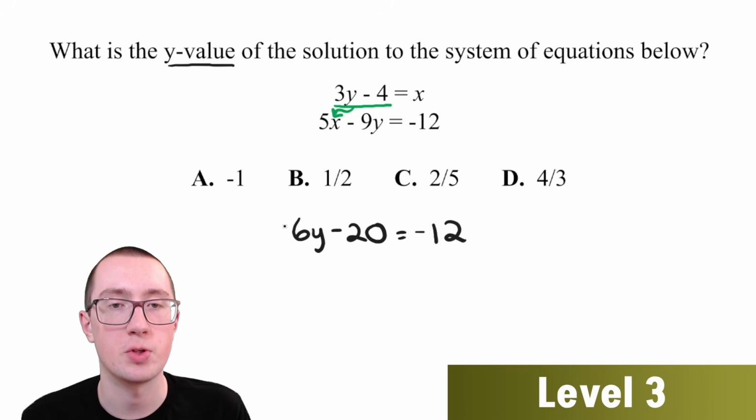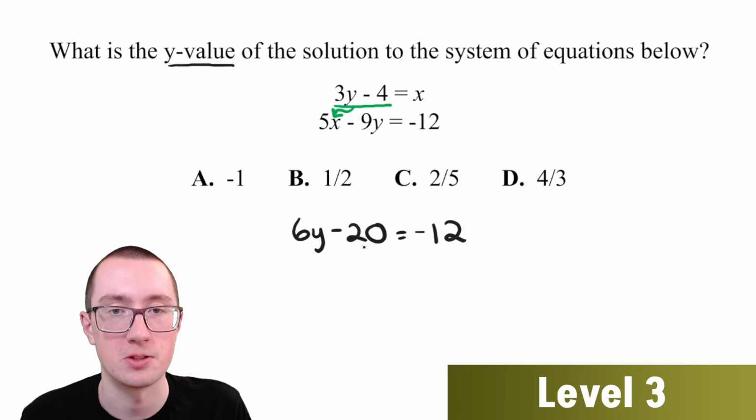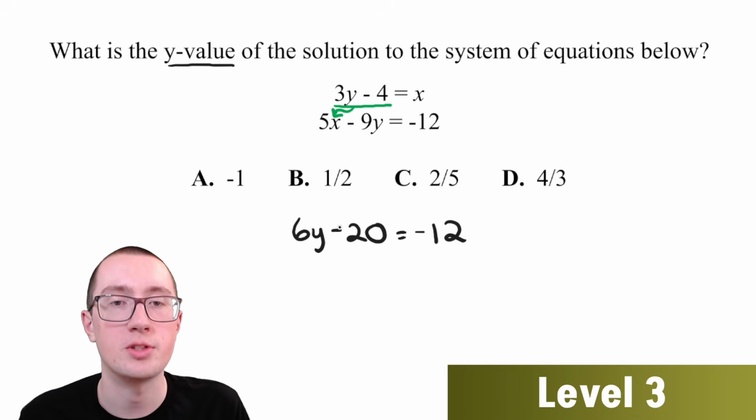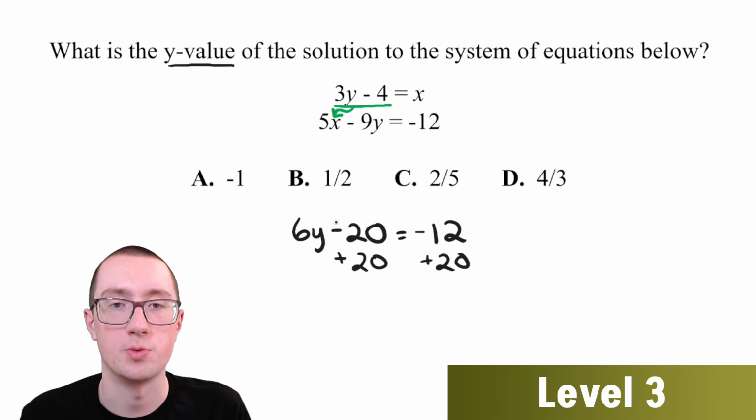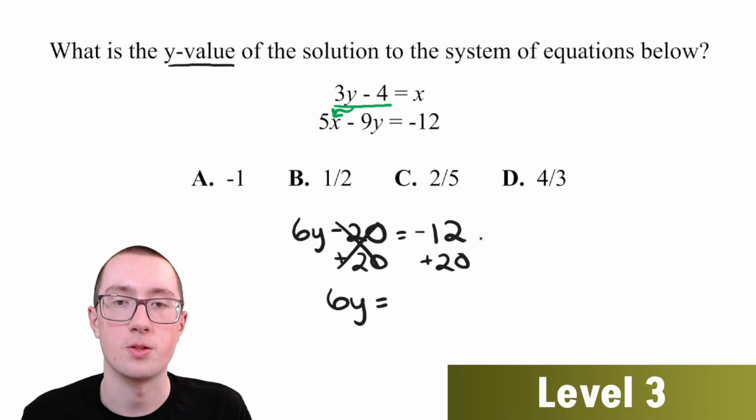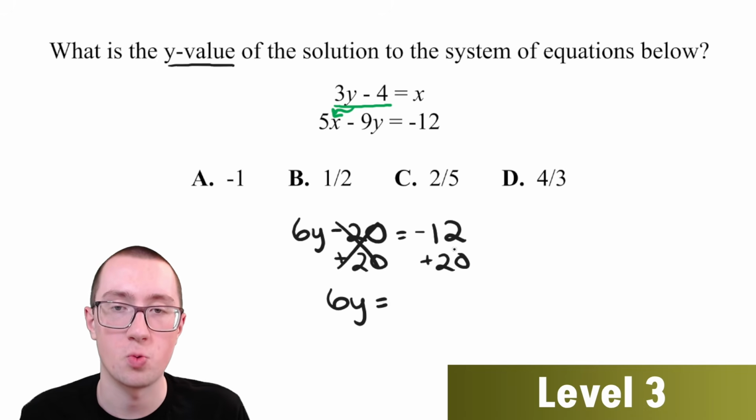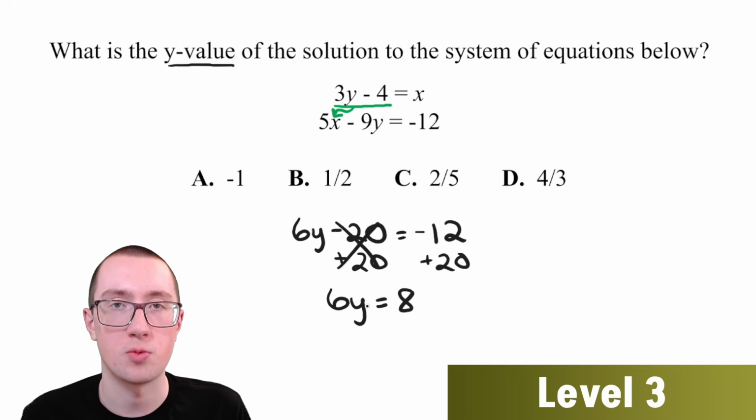So now we just need to get rid of this 6 and this minus 20 to get y by itself. I usually like to get rid of addition and subtraction first so that we don't have to deal with fractions. So I'm going to do the opposite of minus, which is plus, and add 20 to both sides. So these cancel out. On the left side, we just have 6y, and on the right side, we have negative 12 plus 20. That's the same thing as 20 minus 12, which is 8. And now we just have a one-step problem.